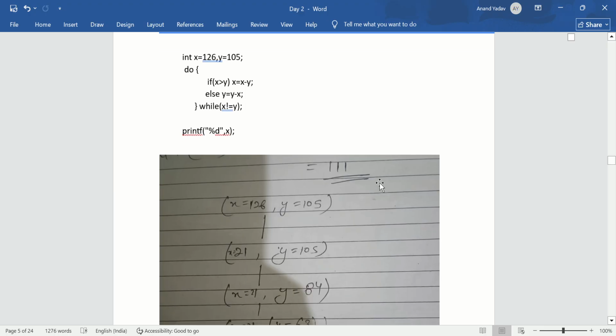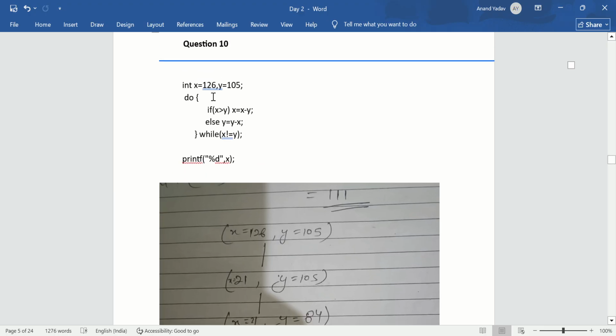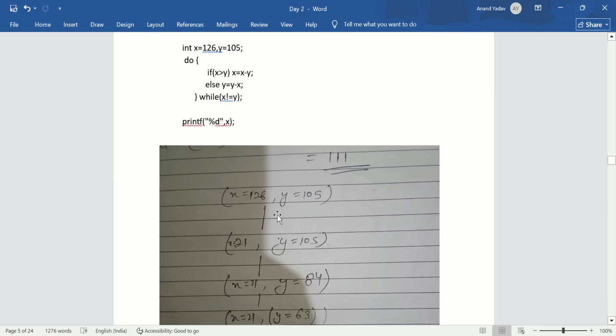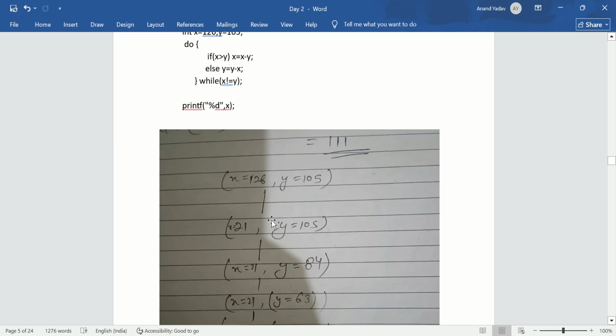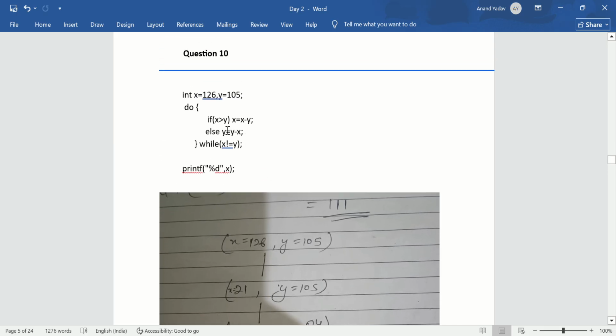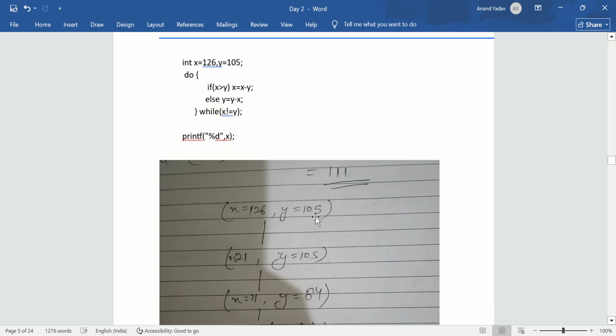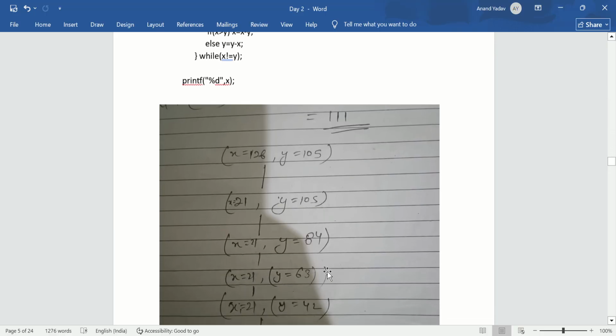Now next question is, int x is 126, y is 105. After executing this, what will print as the value of x? After executing this, it will print the value of x. First x is 126. If x is greater than y, then it will subtract y from x. 126 minus 105, x is equal to 21, y is equal to 105.